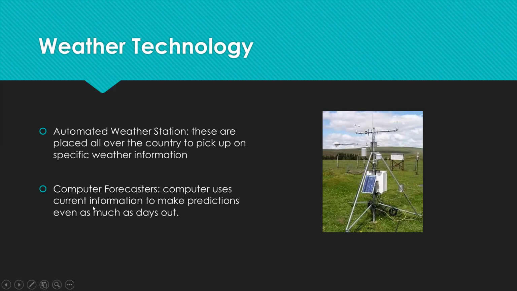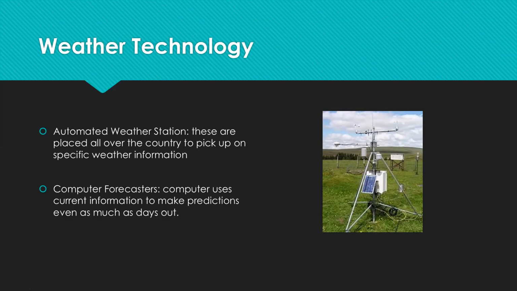And then there's computer forecasters. Computers use programs to look at what's going on, like let's say stuff that's going on in California will eventually make its way over to Nebraska.